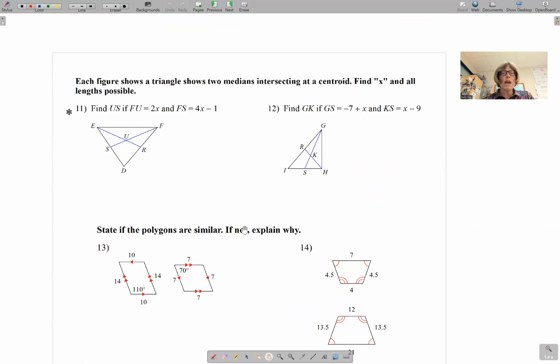Each figure shows a triangle with 2 medians intersecting at a centroid. Find X and all lengths possible.